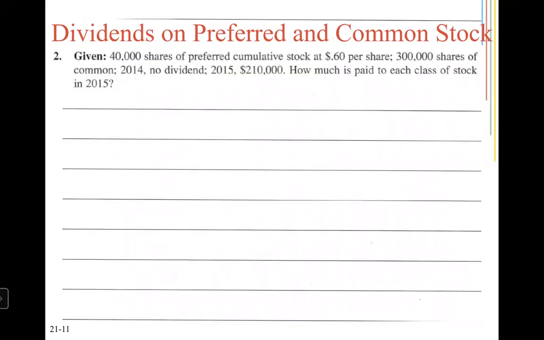All right. So I want you to look at this one now. We have 40,000 preferred stock at 60 cents per share. We have 300,000 shares of common. 2014, nothing was paid. 2015, they paid 210,000. They want you now to say how much is paid to each class of stock in 2015. So I give you a few minutes to figure that out, and then I'll call on you to tell me what you get.